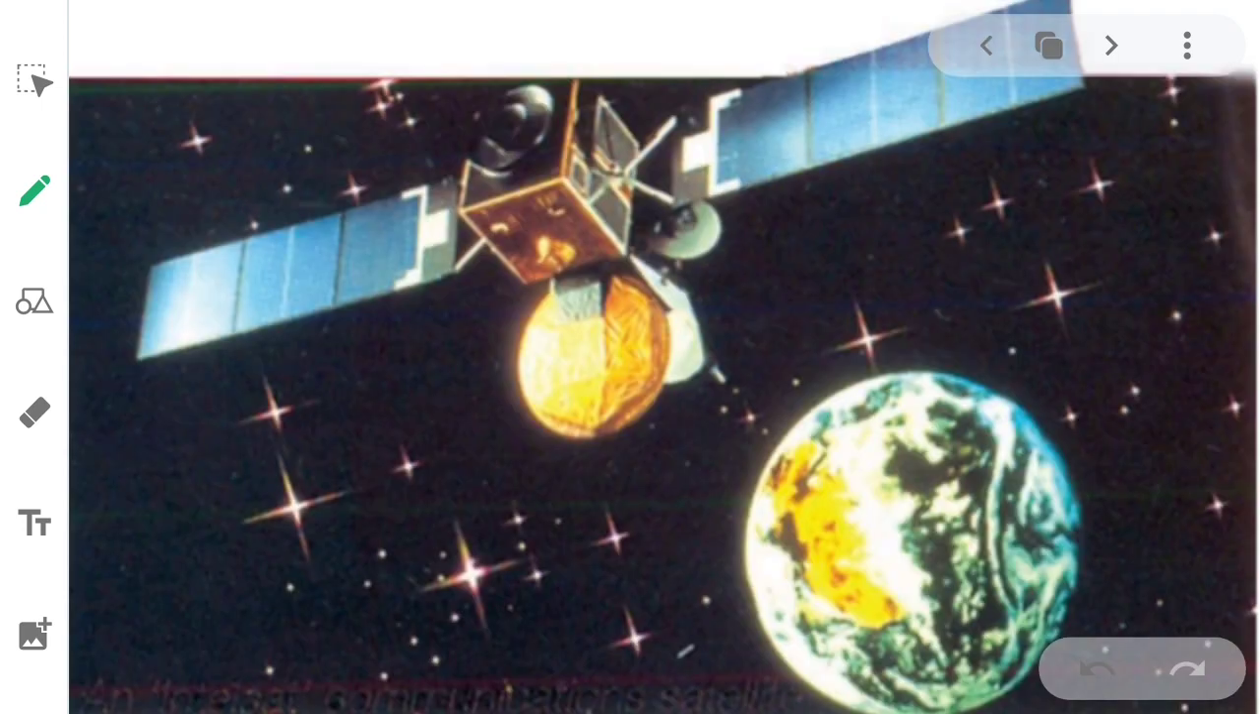Here you can see the picture of a satellite. Why have I kept this picture here? Just to tell you what kind of force acts on the satellite. As you all know, the satellite moves around the planet, and the earth moves around the sun. Why does it move around the sun? Because of the gravitational force exerted by the sun, right? And why do satellites move around the planets? Because of the gravitational force applied by them.